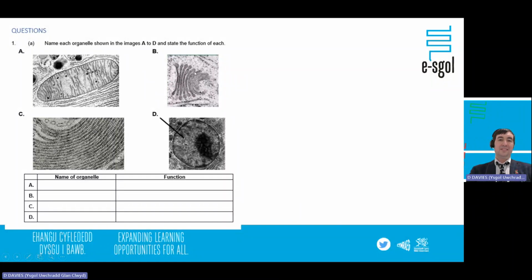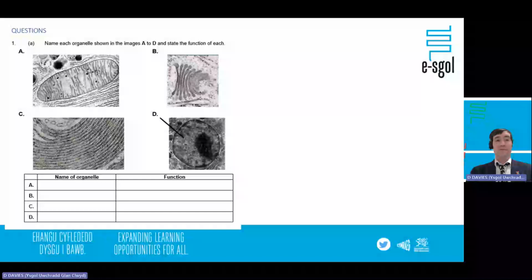This one here, a stack of folded membranes in kind of a half circle. Okay, and the big fried egg looking thing is D. I hope this is ringing bells. Again, lots of folded membranes, but these have got bumps on them. Good job. So write your answers down for that, and then I will show you the answers in a minute.